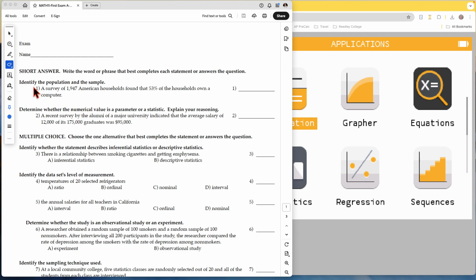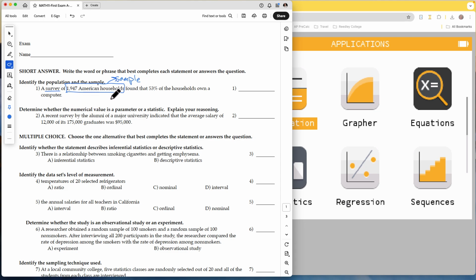So the first question, we're asked to identify the population and the sample. A survey of 1,947 American households. So we'll stop right there. When you are taking a survey, you are asking some of the people in a population. How many? In this case, 1,947 American households. This is a sample. So I'm just going to label it this way.